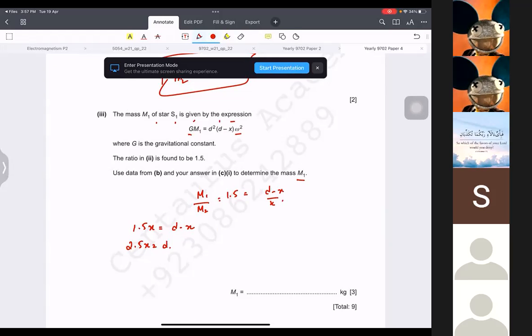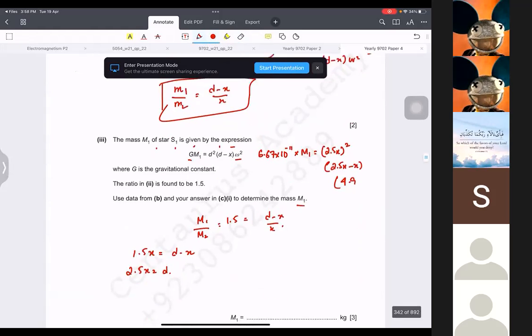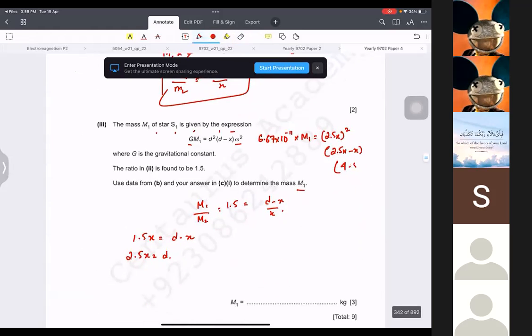So this means that I could actually put it back inside. So 6.67 times 10 raised to minus 11, and this is M1, times 2.5x whole squared, and 2.5x minus x times omega squared. What value of omega did we find? 4.9 something, right? 4.5 times 10 raised to minus 9.